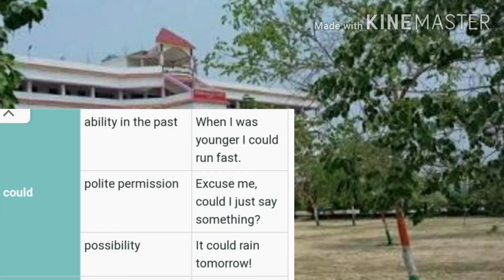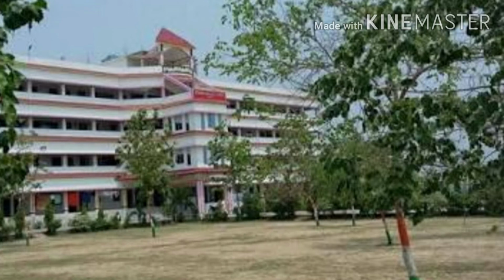Now can, next is what? Could. Could is also used for possibility, polite permission and ability in the past. First, I'll give the example of ability in the past. When I was young, I could run fast. Polite permission, excuse me, could I just say something? Possibility, it could rain tomorrow. Clear? These are three examples of could. All these are three different types of examples.